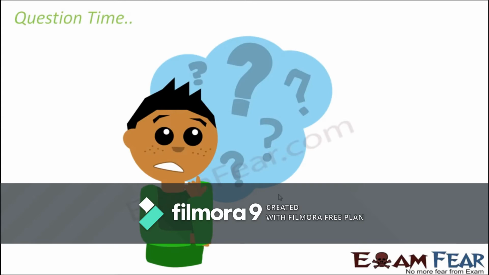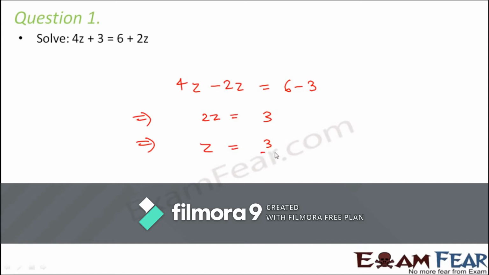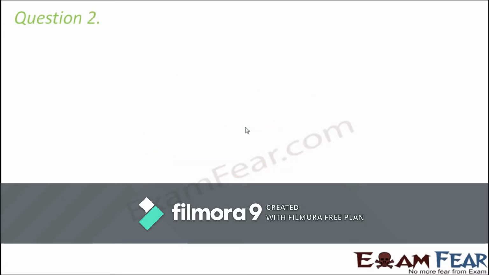So keeping these points in mind, let us try to solve some more equations with variables on both sides. Question number 1. Solve 4z + 3 = 6 + 2z. So in this case, we collect all the variables on one side and the constants on the other. So we get 2z = 3, or we can say z = 3/2. So this is a solution for this equation.